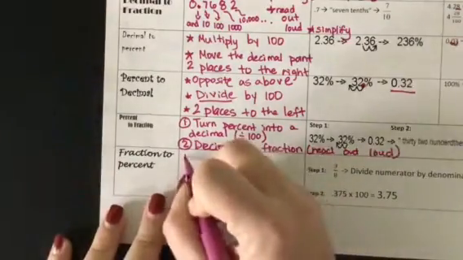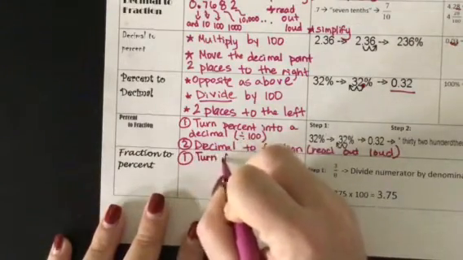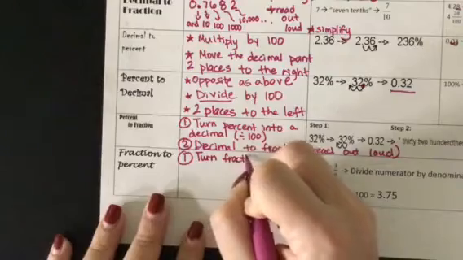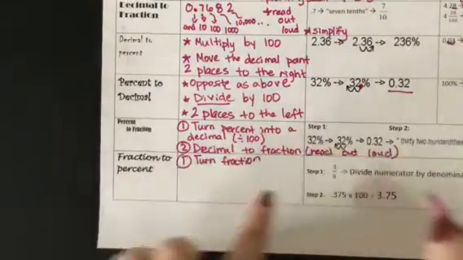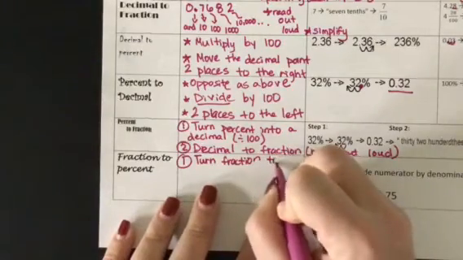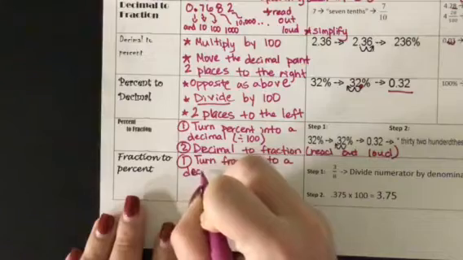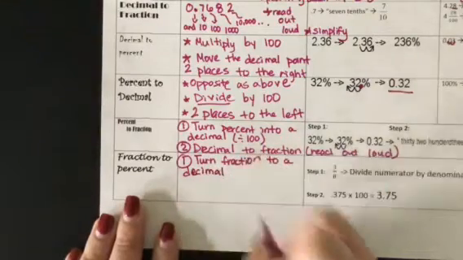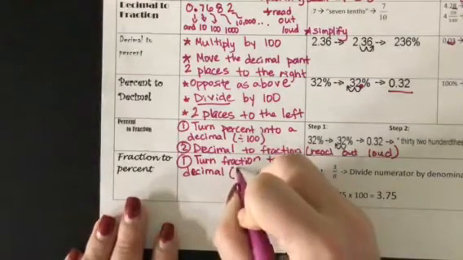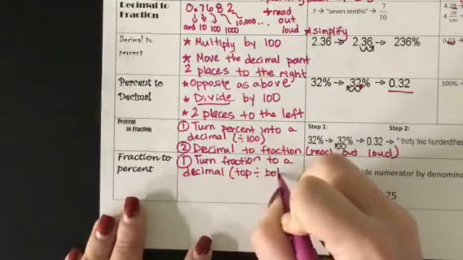So number one, we're going to turn our fraction, because we're turning a fraction to a percent, so we're starting with a fraction, like 3/8, to a decimal. And we know how to do that. We're taking top, or numerator, divided by bottom, or denominator.